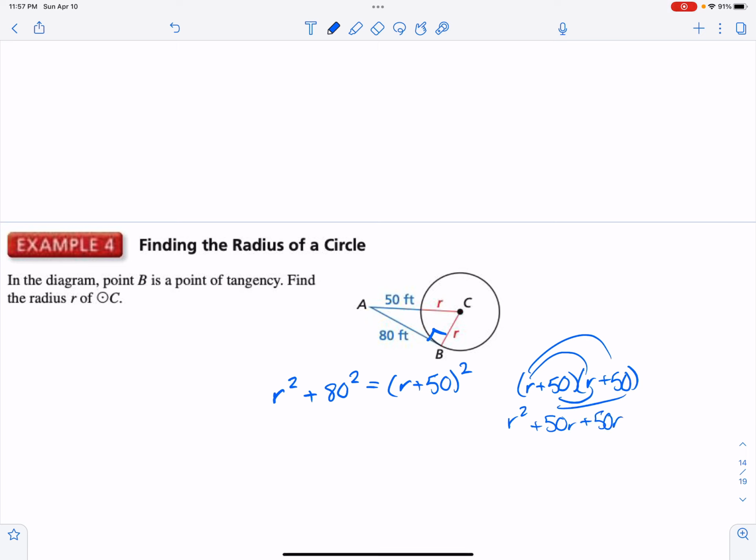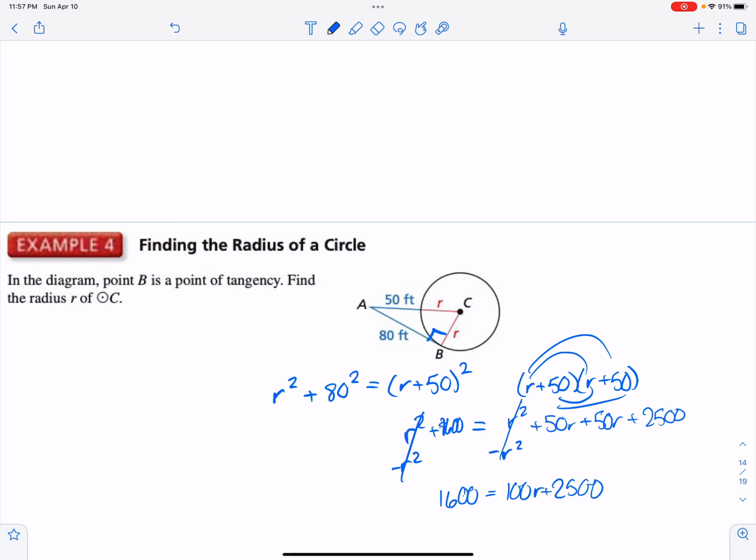And then 50 times 50 is plus 2,500. And again, that's all equal to r squared plus 80 squared, which I can just write as 1,600. Now, when I go to solve this, if I pay attention to what I have going on, first of all, if I subtract the r squared over here to combine these like terms, those will cancel away. Now, that won't always happen, but in this case, it makes life a little easier because now I just have a 2-step problem.